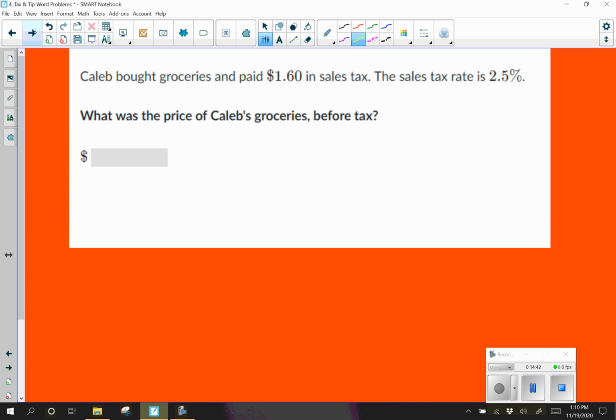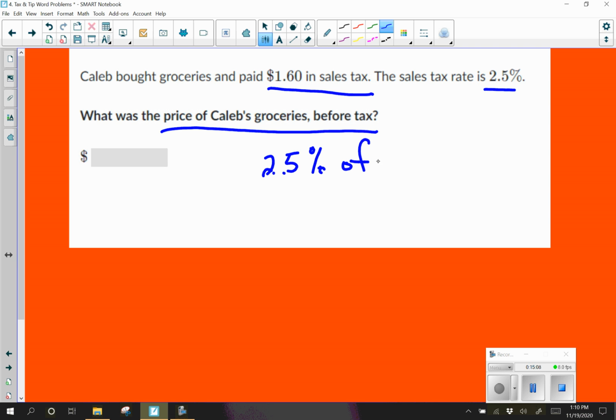And then the last one that we're going to do together, it says Caleb bought groceries and paid $1.60 in sales tax. The sales tax rate is 2.5%. What was the price of Caleb's groceries before tax? So we know the tax was $1.60. Our percentage was 2.5%. So essentially we're trying to find 2.5% of what number, we're going to put an X there, equals $1.60.